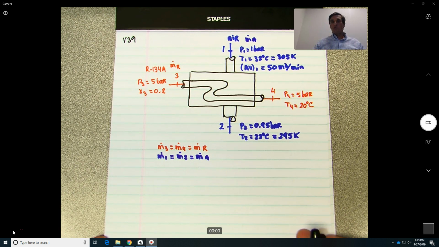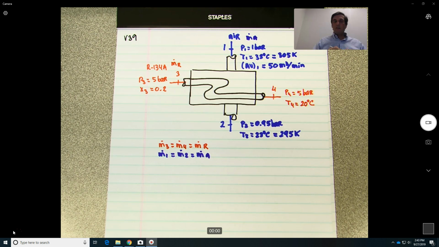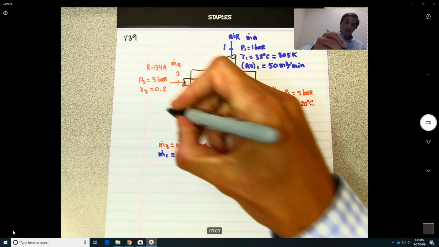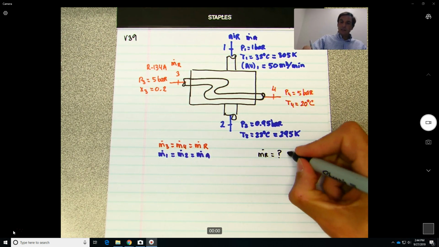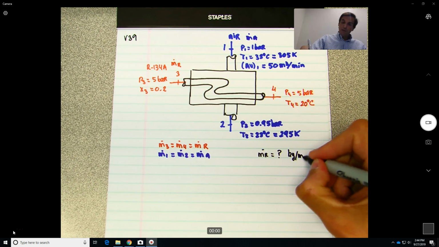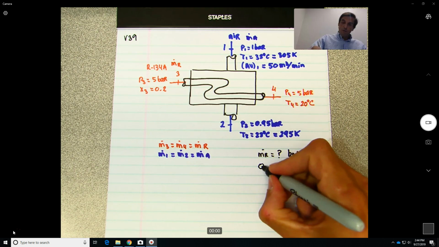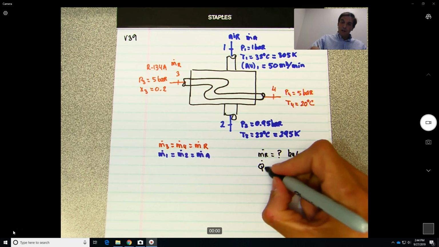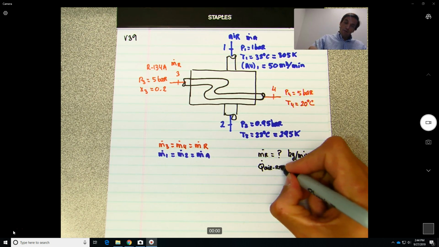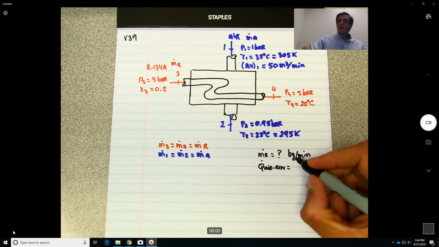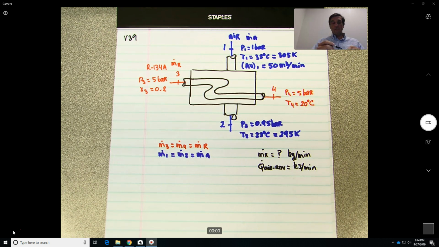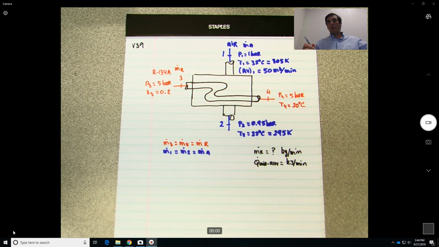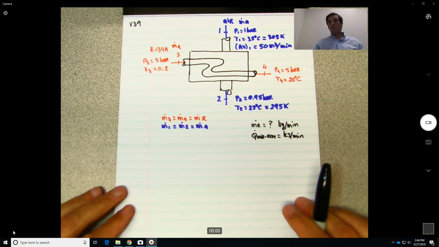Okay, so what do we need to solve for? We need to solve for the mass flow rate of the refrigerant, so for M sub R in kilograms per minute, and we need to solve for Q between air to refrigerant 134A in kilojoules per minute. Okay, so let's get started over here. Let me zoom out so that the whole page will fit on the screen.